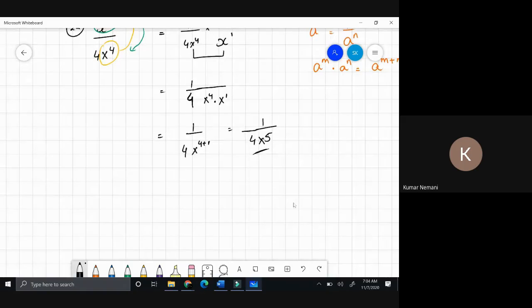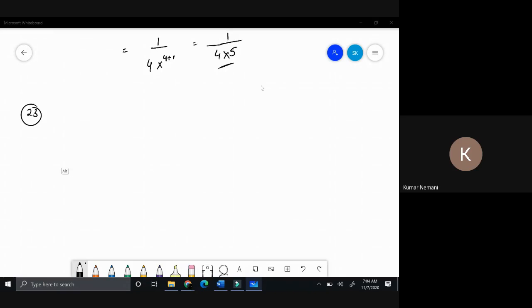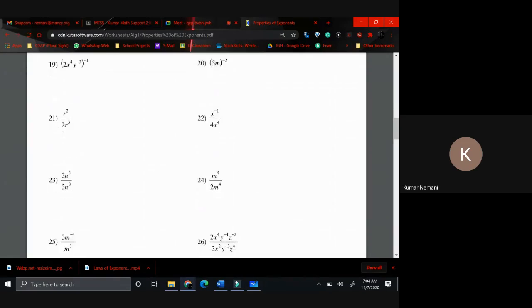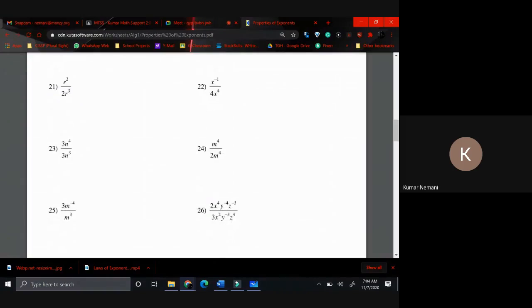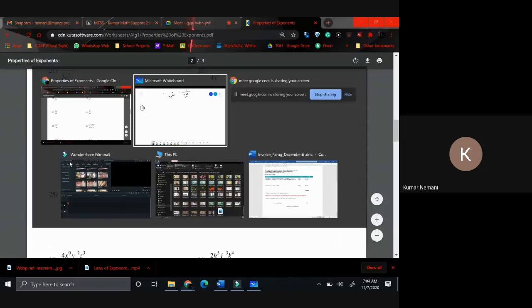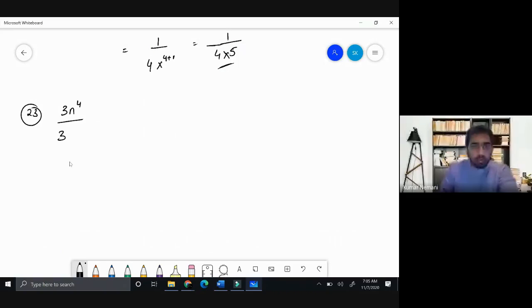This is 22. We do have more problems. Let me do that as well. 23. 3n power 4 divided by 3n cube. Again, a simple problem. 3n power 4 divided by 3n cube.